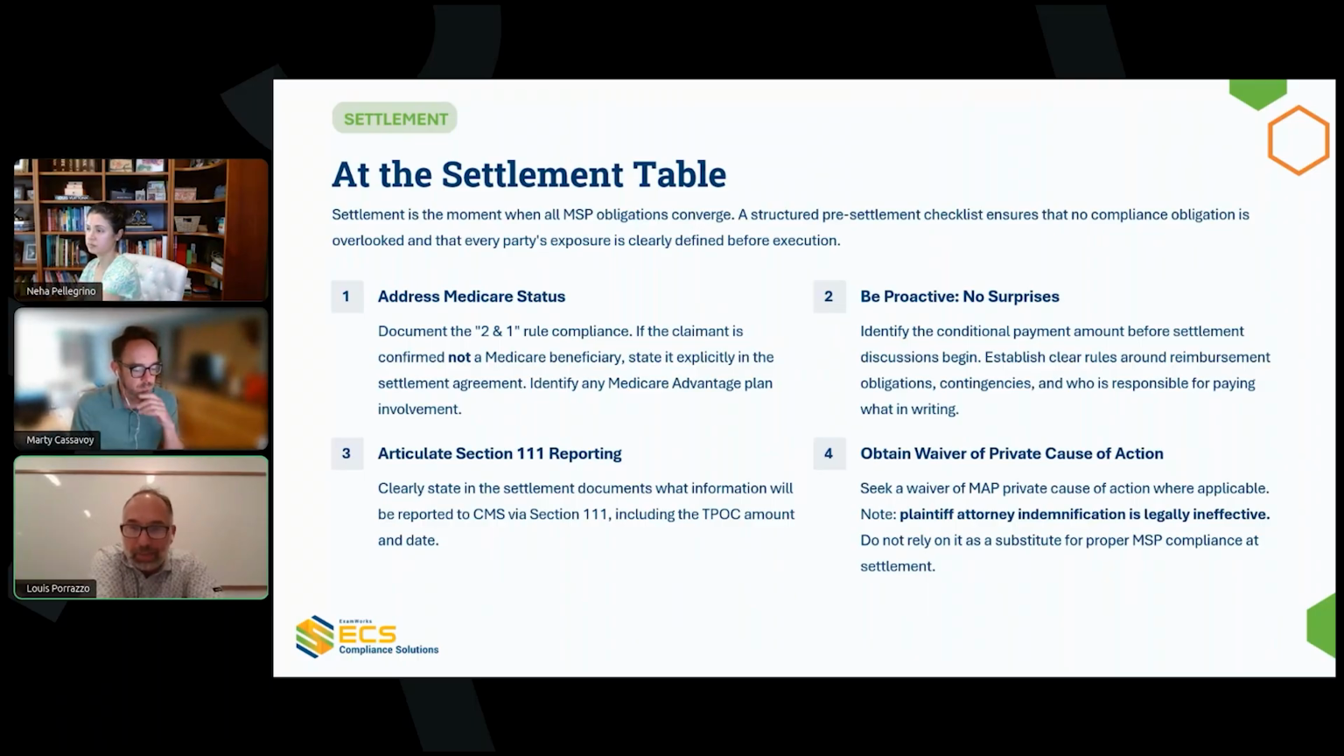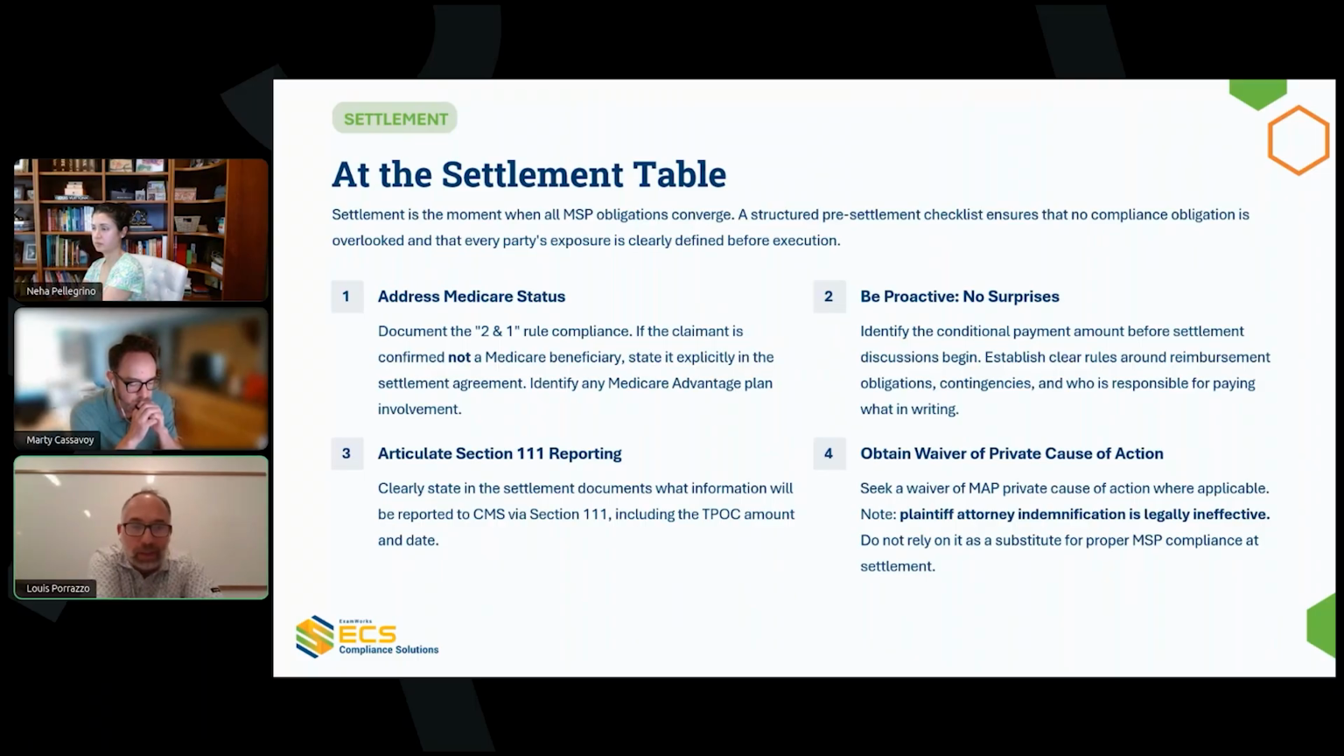so that way you can get that amount to the lowest number possible. Establish clear rules around what the reimbursement obligations are and the contingencies, and who is responsible for paying back to Medicare. If anything, make sure that's in writing. Make sure that's part of your settlement.